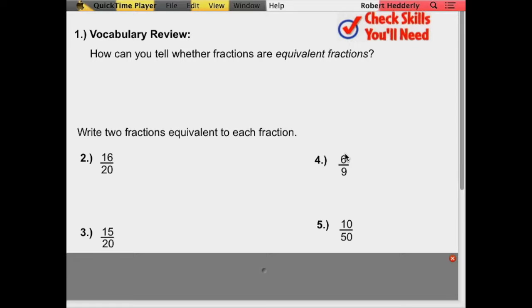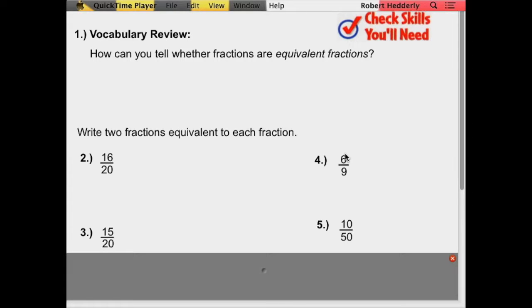Bokar? Two fractions that have the same value. You guys are kind of in the right ballpark. I'm gonna call one more person, and then I'm gonna show you the answer. Yep. If they're the same when they're in simplest form. Nice. That's exactly what I was looking for.